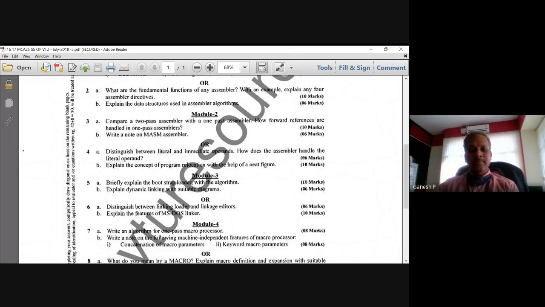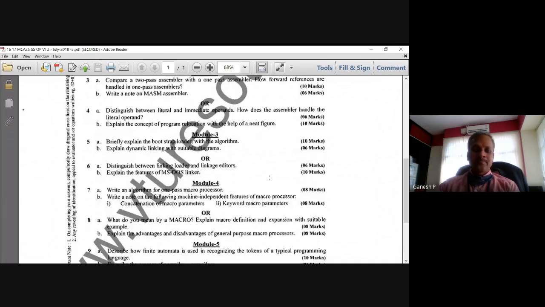So what is dynamic linking? Those 5 diagrams that we have are very important, so we have to write those diagrams for dynamic linking. Next, linking loader and linkage editor, the diagram and differentiation. In the previous exam also it was asked. Then the MS-DOS linker, which is again a real-time example.